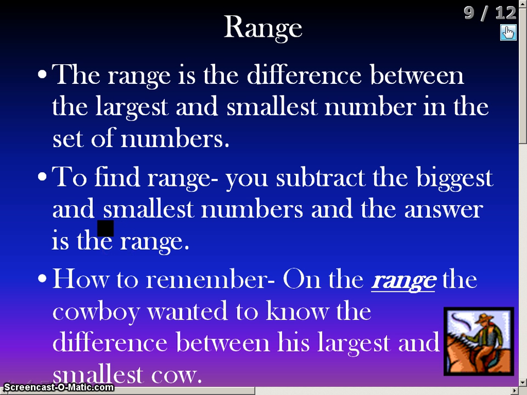The final term that we're going to look at is actually the range, and the range is the difference between the largest and smallest number in the set of numbers or within the data. Now to find the range, it's really important to remember this, that once again, you want to order the numbers from least to greatest, and what you do is you subtract the largest and smallest numbers, and the answer would be the range. Now the way that we remember this is kind of a silly way: on the range, the cowboy wanted to know the difference between his largest and smallest cow. So it's important to understand that with range, we're just looking at the smallest and the largest numbers, and you're subtracting both of them.